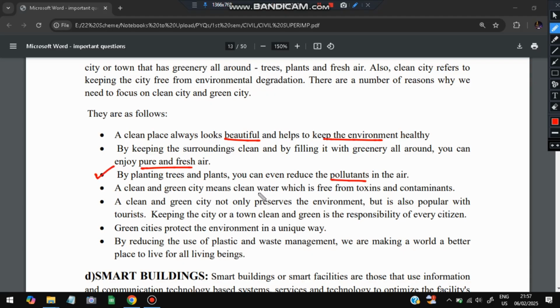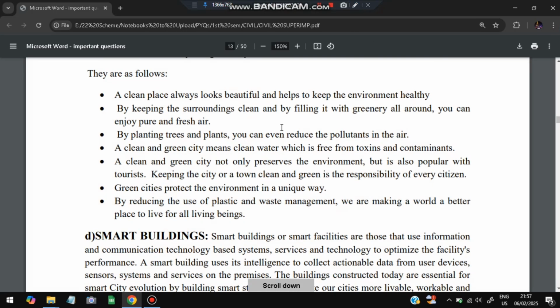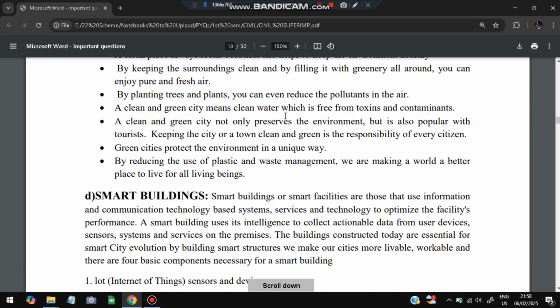A clean city means clean water which is free from toxins and contaminants, and it not only preserves the environment but also more people will come and visit India. Green cities protect the environment in a unique way, and by reducing plastic and improving waste management, we are making the world a better place to live for all human beings. So these are some of the reasons why we want a clean city.